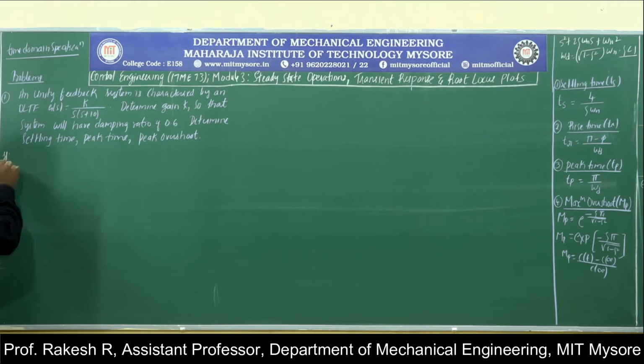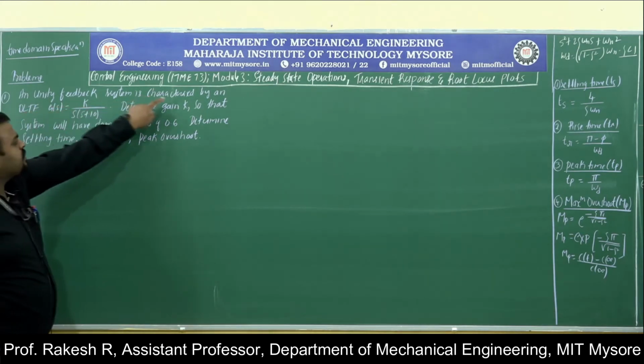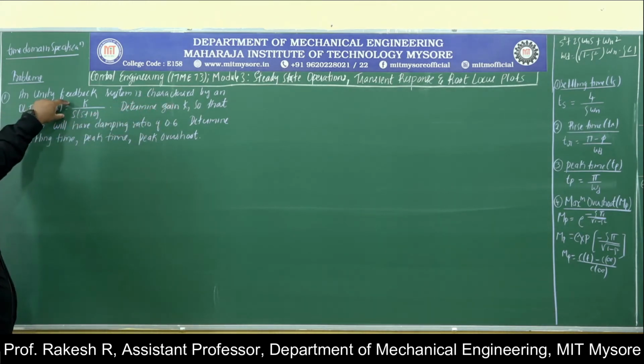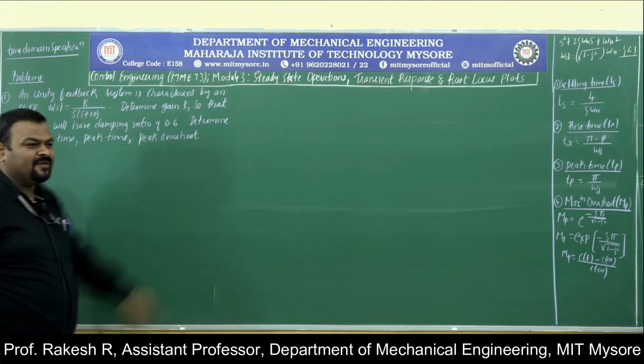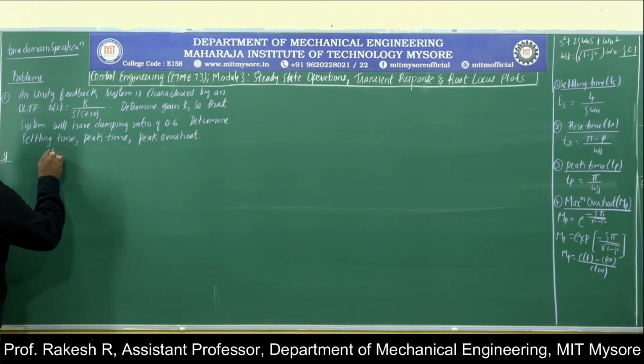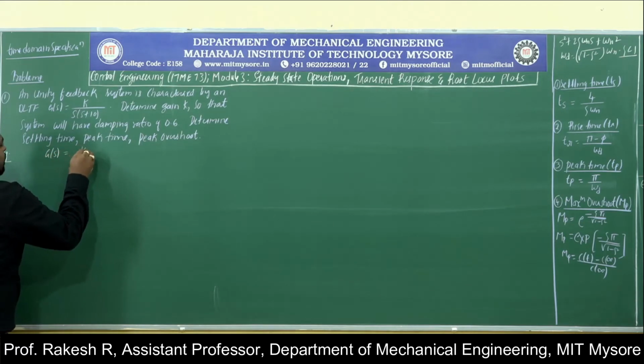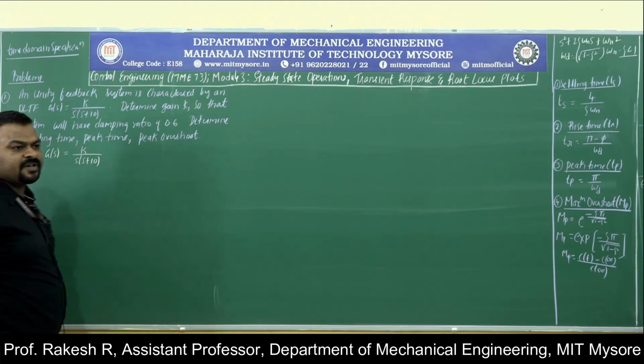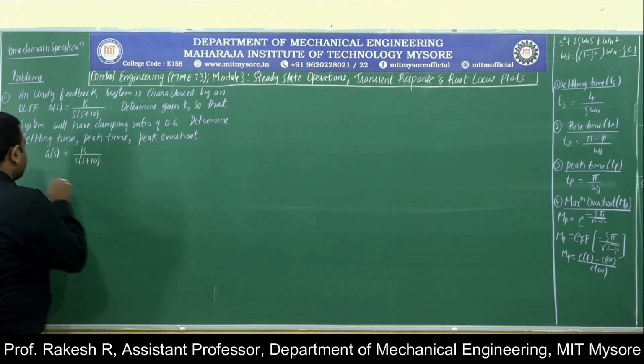What is the data? A unity feedback system is characterized by an open loop transfer function. Here we don't want the open loop transfer function; the given is the open loop transfer function. Here I want the closed loop transfer function. What is the closed loop transfer function?